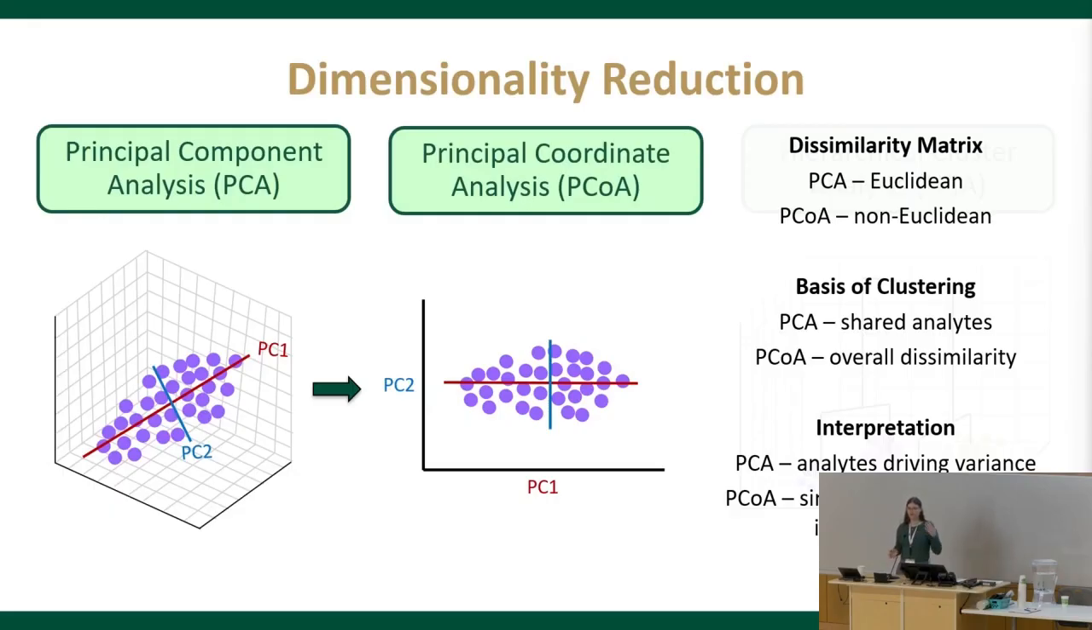PCoA comparatively looks at overall dissimilarities. So it looks at a lot of compositional differences, meaning that the PCoA plot is really helpful for describing similarities and dissimilarities in overall composition.